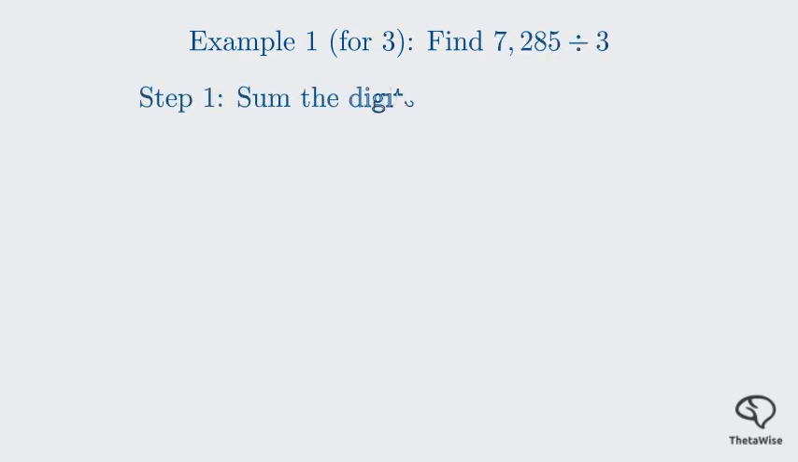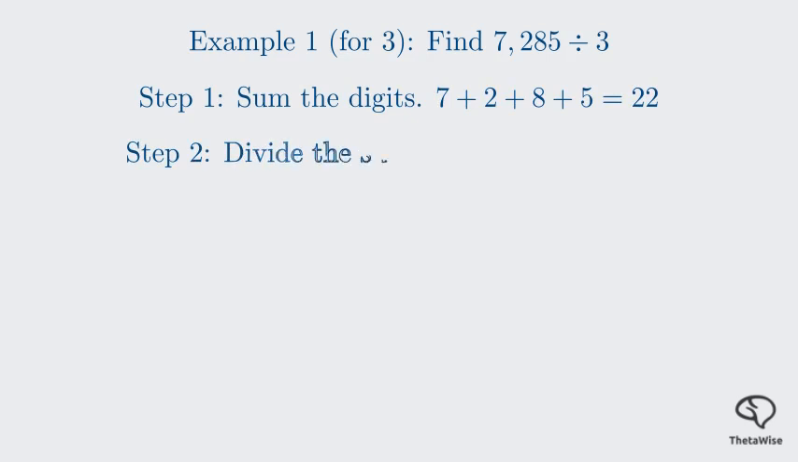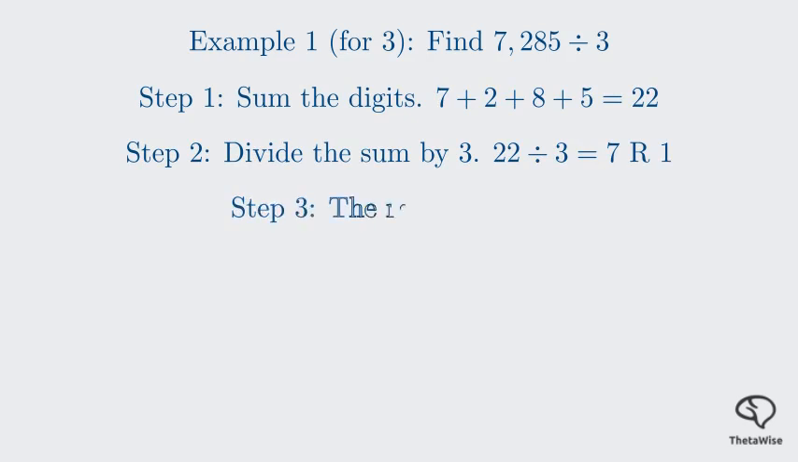We did this before. 7 plus 2 plus 8 plus 5 equals 22. Next, divide the sum of the digits by 3. 22 divided by 3 is 7 with a remainder of 1. This remainder of 1 is the key. It tells us that the remainder of 7,285 divided by 3 is also 1.